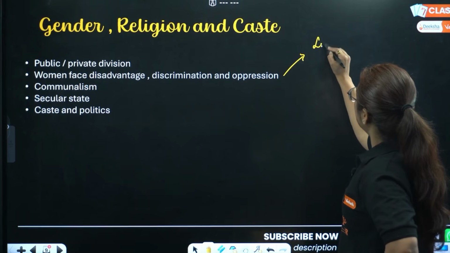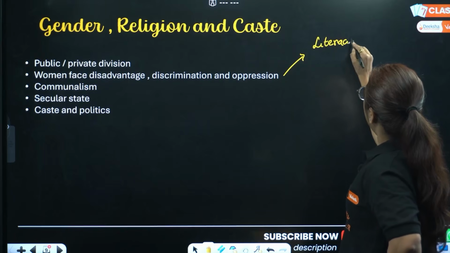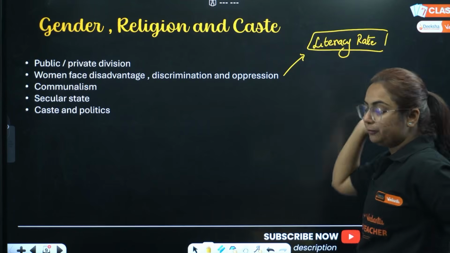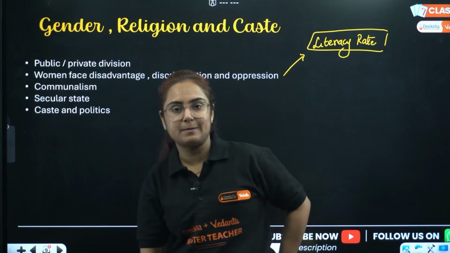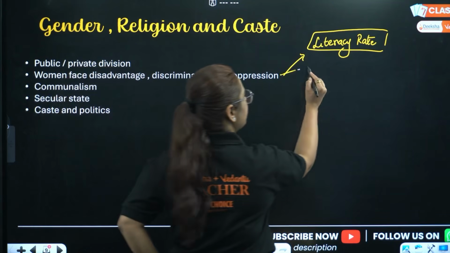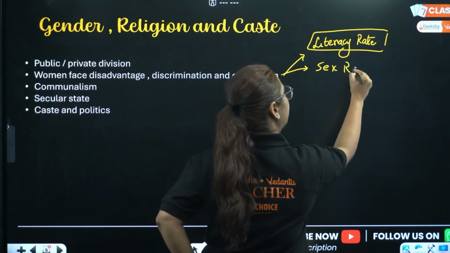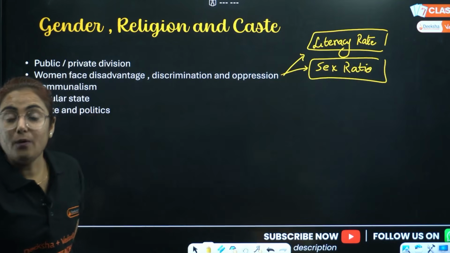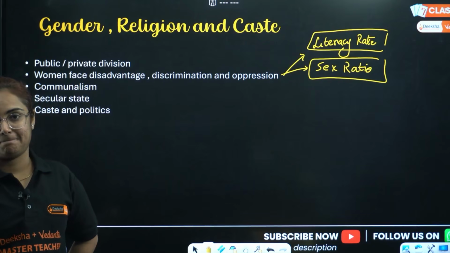First way is literacy rate. If you check the literacy rate, you will clearly see the difference between men and women: 54% for women, 78% for men. Okay, sex ratio. You can see that there are 919 women over 1,000 men on average.